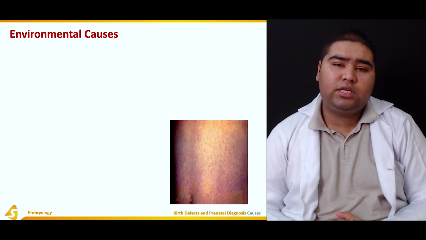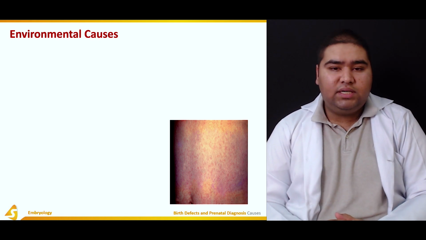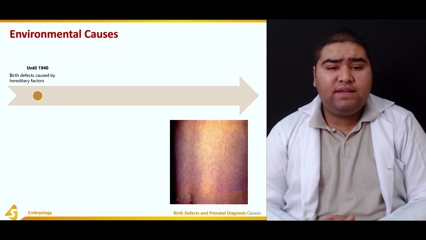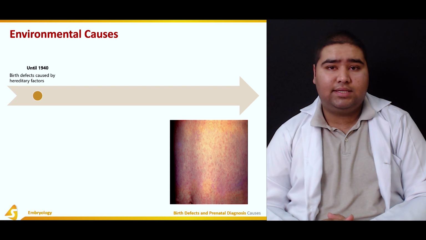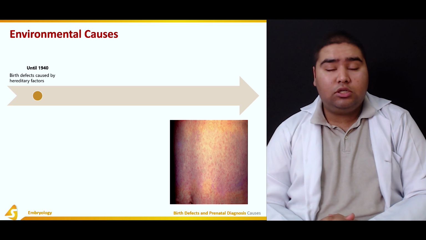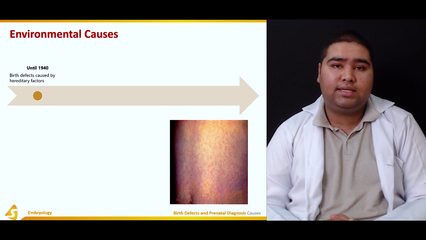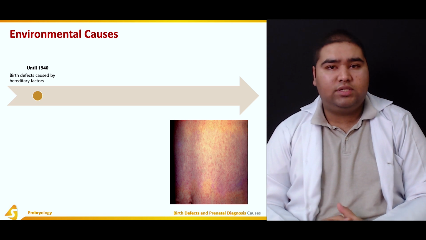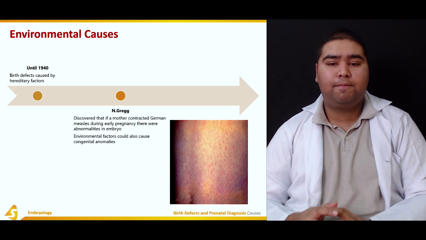So what are the environmental causes that act on a fetus that may cause birth defects or anomalies? Until 1940, it was thought that birth defects were caused by hereditary factors alone. It was an early time in medicine, and they did not know what was happening for sure. So they thought only the hereditary factors were responsible for the birth defects.